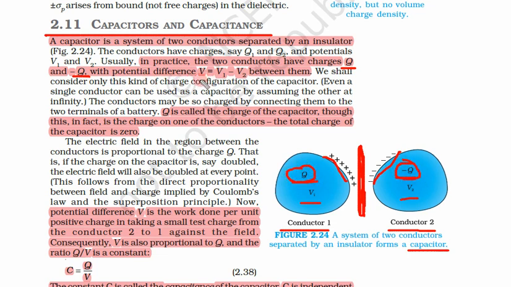And the potential difference, what is the potential difference? V1 minus V2, that is quite simple. What is the potential difference? V1 minus V2 between them. So even though there is a difference of 2Q, Q is called the charge on the capacitor.